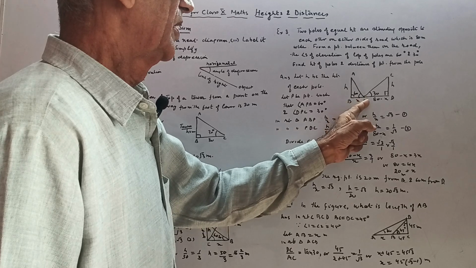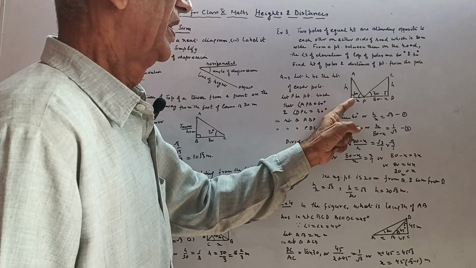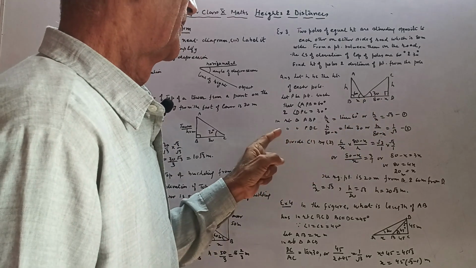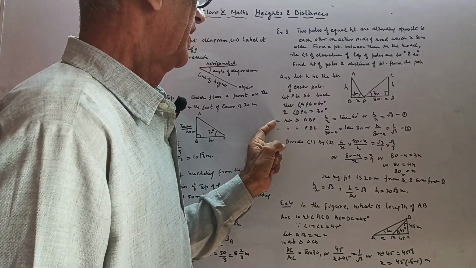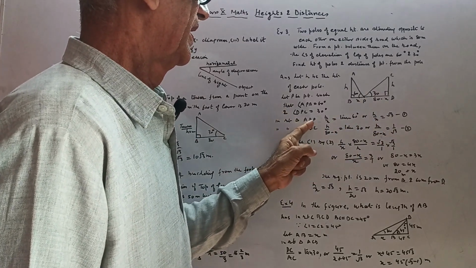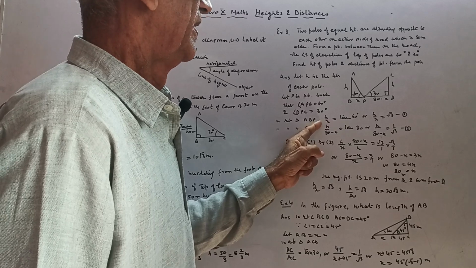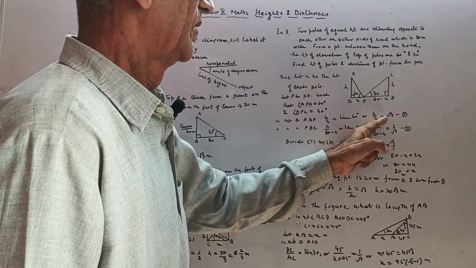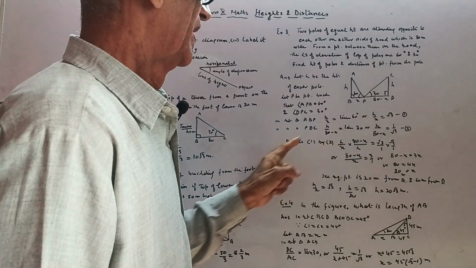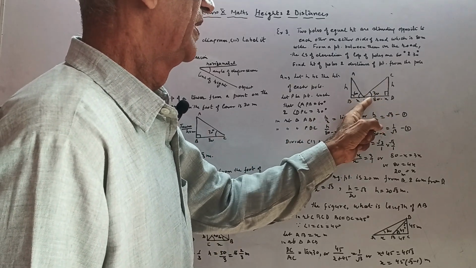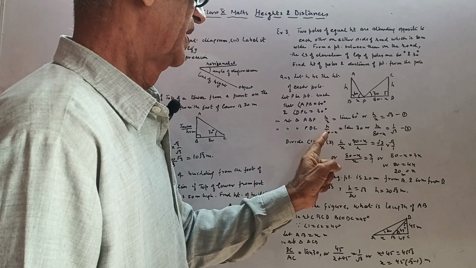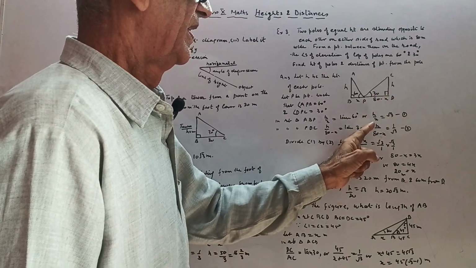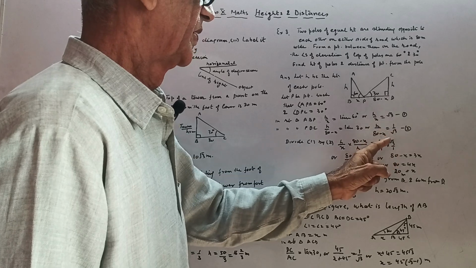So let P be the point in between and we take BP equal to x, therefore PD is equal to 80 minus x. Now in right angle triangle ABP, tangent 60, h by x is equal to root 3, equation number 1. In right angle triangle PDC, h over 80 minus x is equal to tangent 30, h over 80 minus x is equal to 1 by root 3.